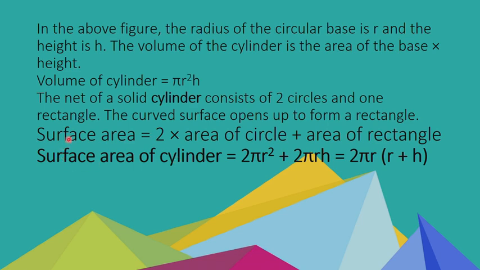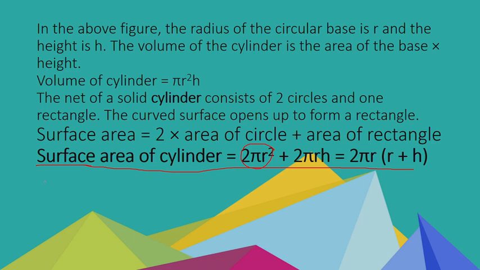Yes, so we know the height of the 2 pi r. Okay, so I will draw and show you one thing. Here the surface area of a cylinder is equal to 2 pi r square plus 2 pi r h, which is equal to 2 pi r into r plus h. How this came, I will show you.